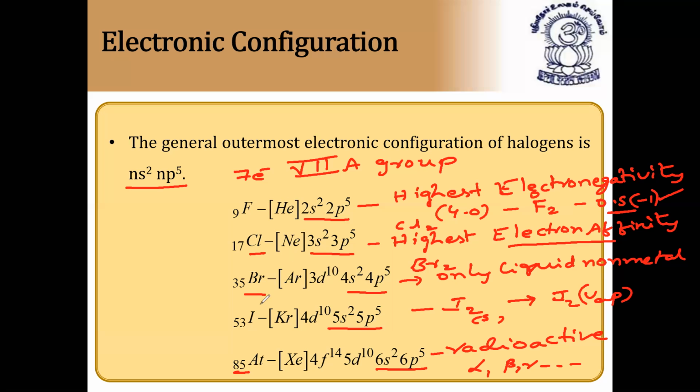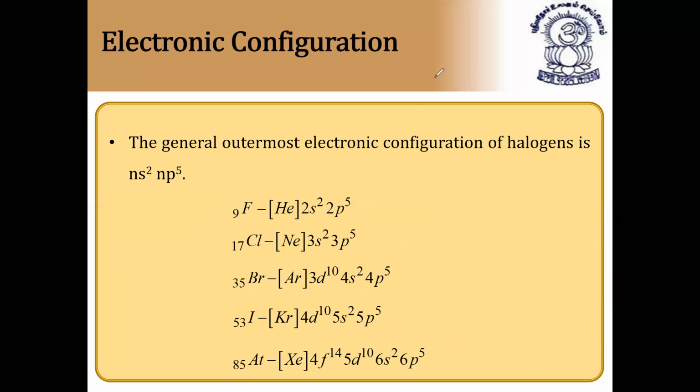All the elements of this group are nonmetals. They combine with metals to form metal halides, such as metallic chlorides. All these are nonmetals and mostly electronegative. And astatine is a radioactive nonmetal. I hope it is clear.